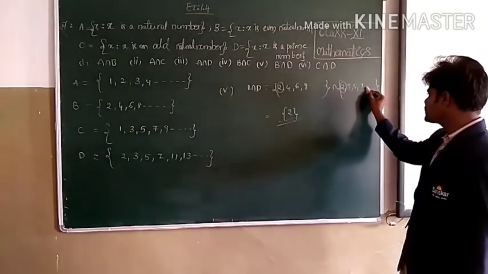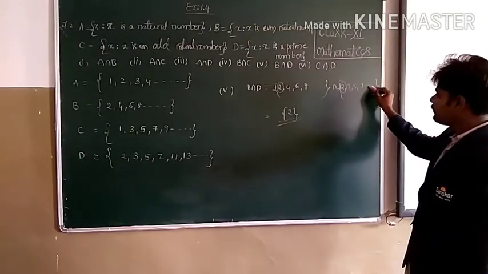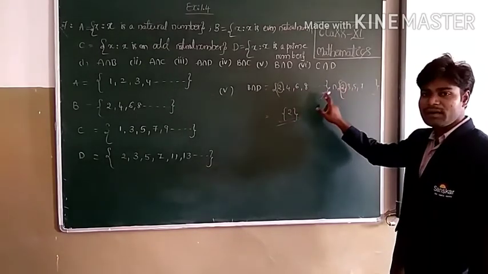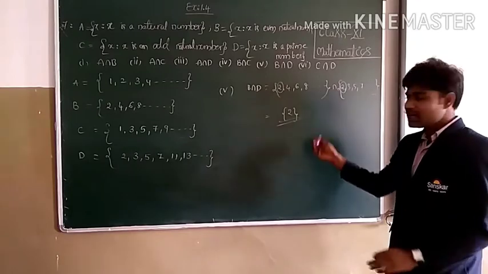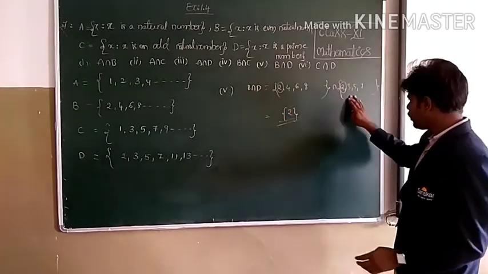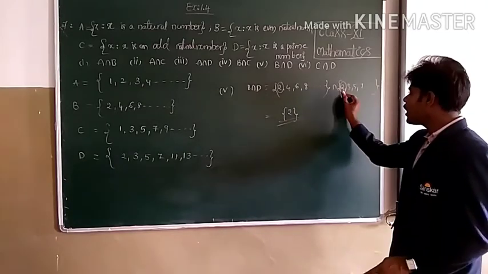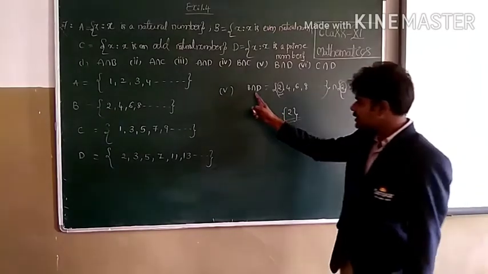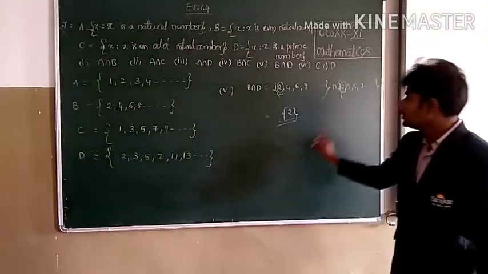Here we get 3, 5, 7, 9, 11 like that, but in B we have 4, 6, 8, 10, 12, 14, 16 and so on. Among all the even numbers, there is only one prime number, that is 2, right? B intersection D is equal to 2 here.